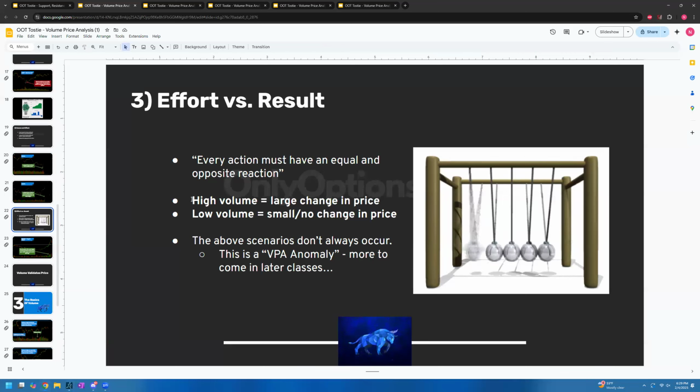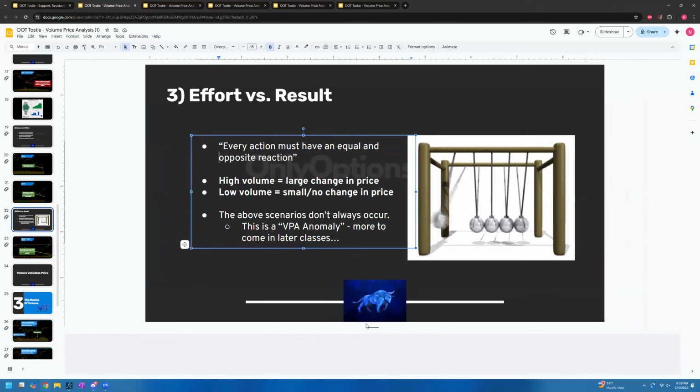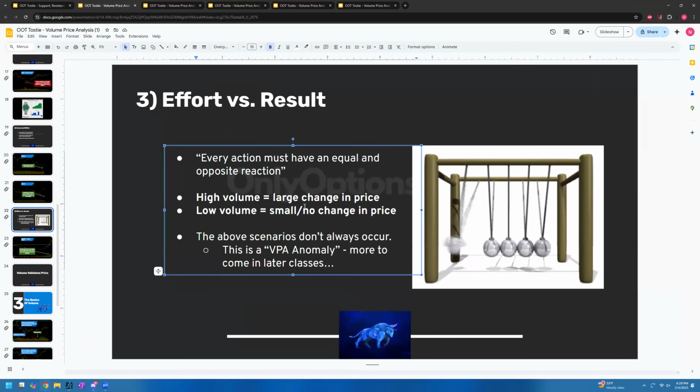The last law of volume price analysis is effort versus result. I think this is Newton's third law, which says every action must have an equal and opposite reaction. So generally, when you see high volume, you should expect a large change in price. When volume is low, you should expect small or no change in price.